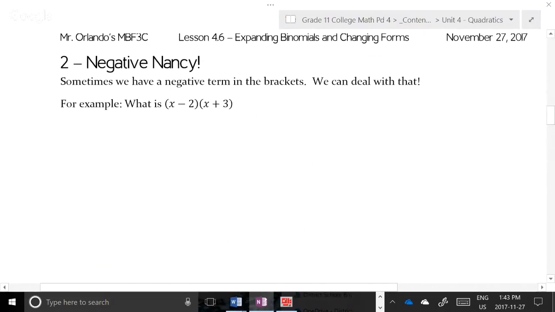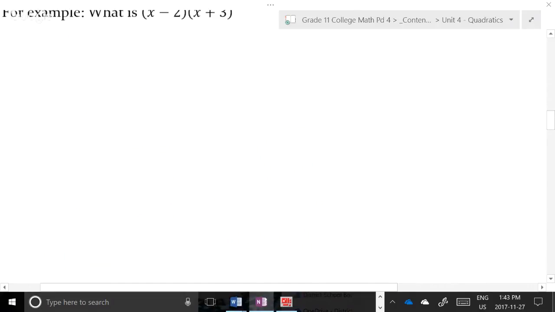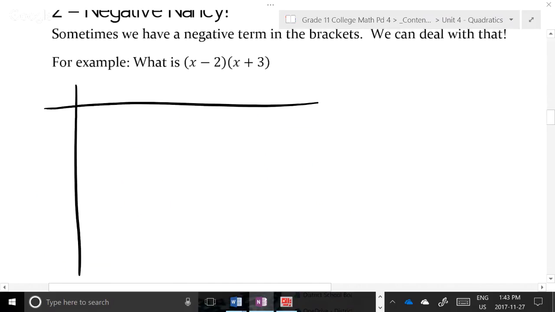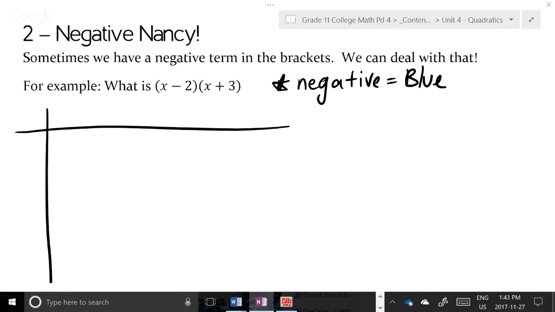Now, what happens when we have negative numbers? Yeah, we model the negative numbers with blue, remember? So go ahead and model this. The x's are both positive, but that 2 is negative.